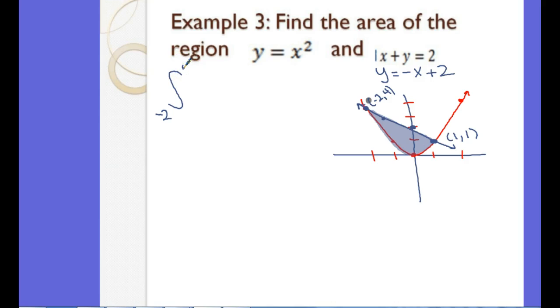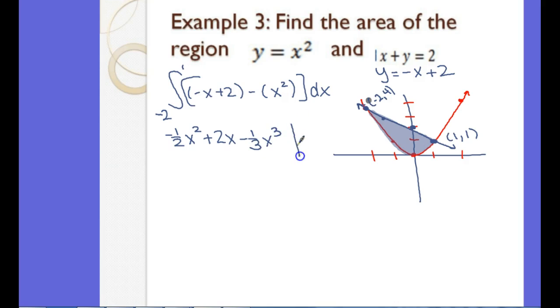You're going to do top minus bottom dx. So antiderivative of negative x is negative 1/2 x squared. Antiderivative of 2 is 2x. Antiderivative of x squared is 1/3 x cubed. And we're evaluating from negative 2 to 1.